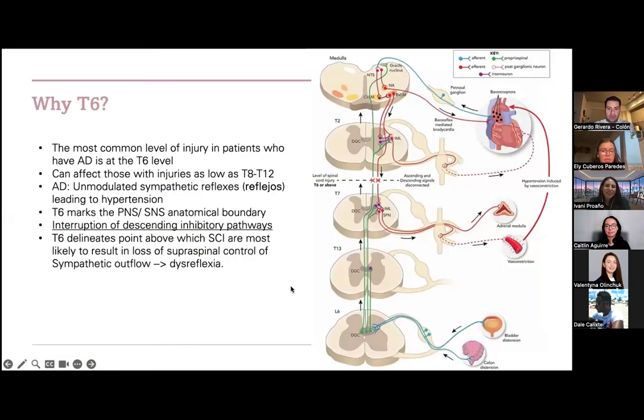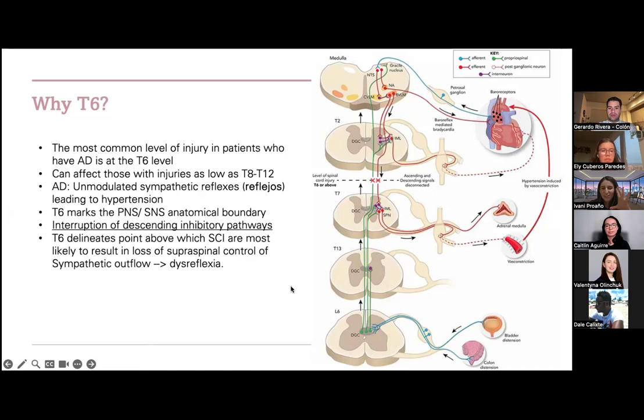But why T6? So we know that autonomic dysreflexia happens above the level of the injury if the injury is at or above T6. But why? The most common level of injury in patients who have AD is T6 and above, but there are exceptions. So you do see autonomic dysreflexia in patients who have injuries as low as T8 to T12.